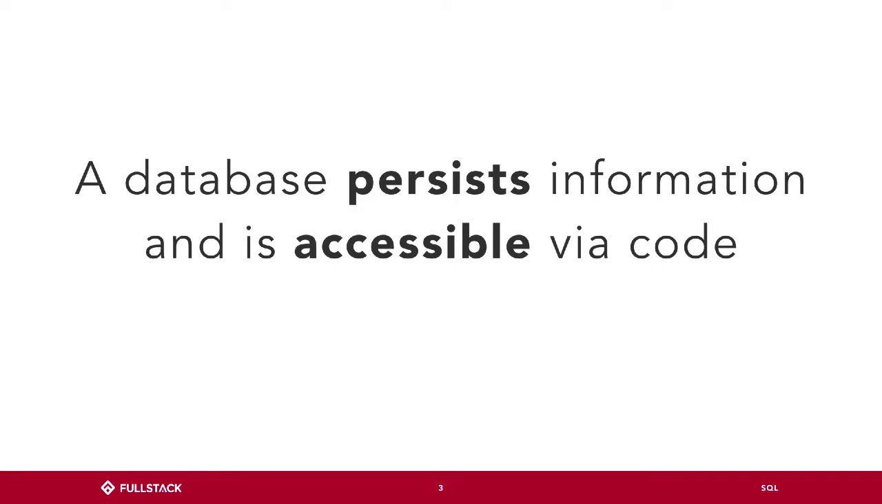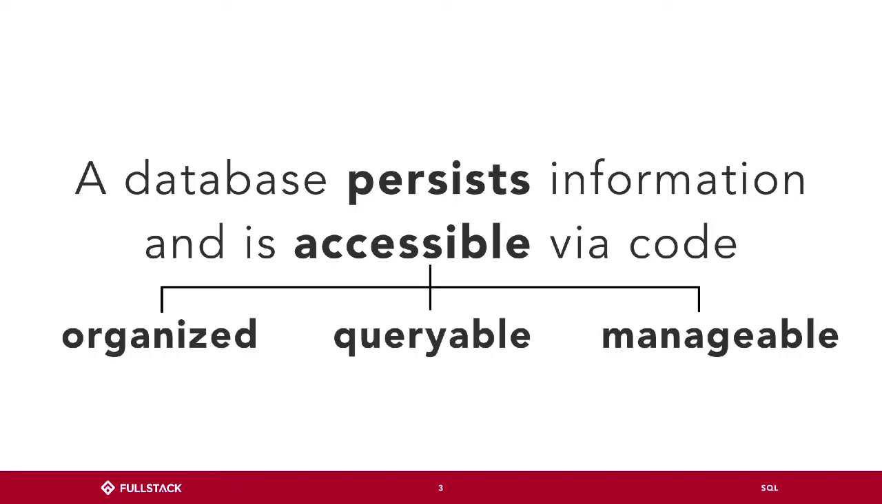Two big pieces of a database are that it persists data, and the data is accessible via code that you're going to write. In terms of it being accessible, it's going to be organized. We're going to find that it's organized in tables, that it's queryable through SQL statements, and that it's manageable from what's called a relational database management system, which is going to manage our databases.